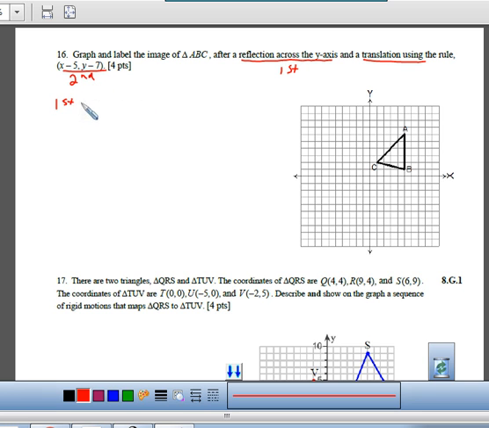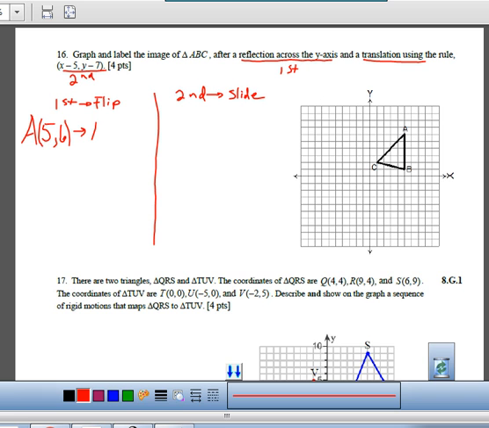First is the reflection, flip, and then the second is the slide, the translation. Alright, so we have points A, B, and C. So you write down the coordinates for A, B, and C. This is how you show your work, which is something a lot of people had a hard time with.